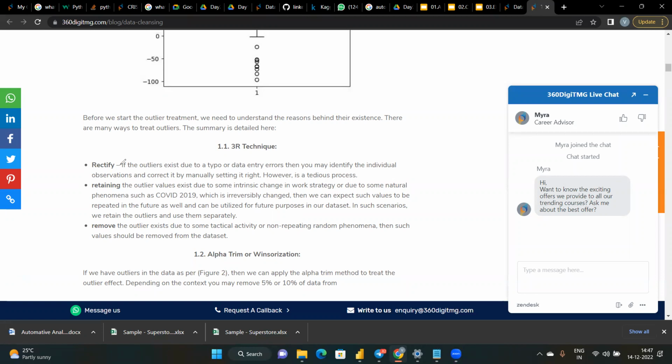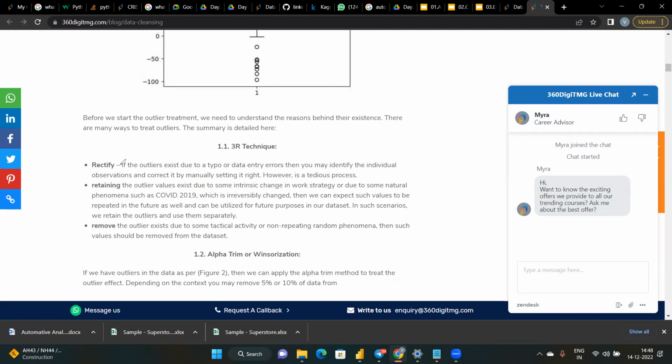So we know COVID suddenly came. It did not exist before, but due to some natural phenomenon, COVID-19 came into existence. And remove: what is the sense of remove? If the outlier exists due to some statistical activity or non-repeating random phenomena, then such a value should be removed from the data set. So the outliers exist due to some tactical activities and some errors, some data entries, different types of errors.